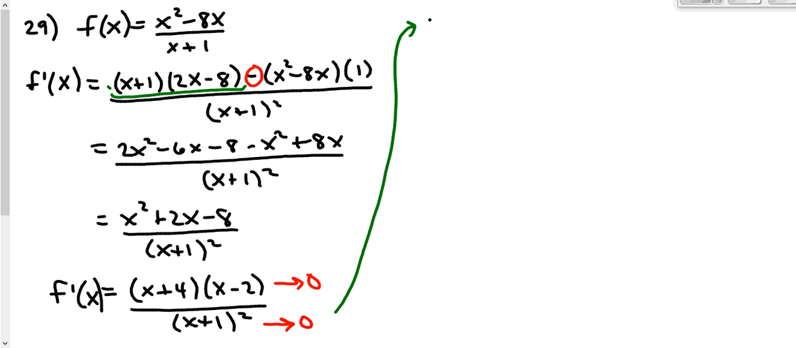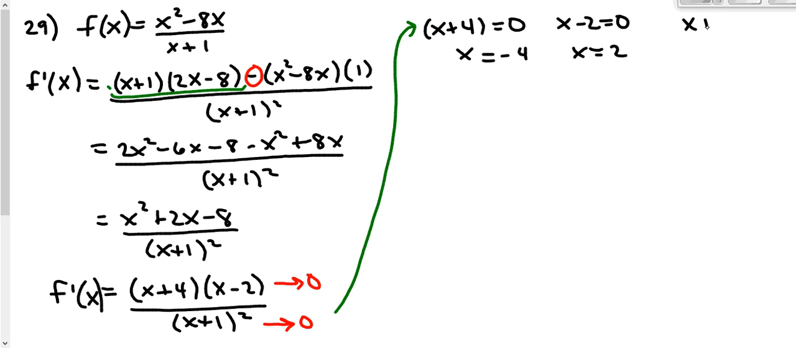Okay, so when we set the top equal to 0, we end up with x equals -4 and x equals 2. And when we set the bottom equal to 0, we end up with x equals -1. However, if you look back at your original function, -1 would make the denominator 0, so -1 is not in the domain of the original function, so it's not going to be a critical point either.